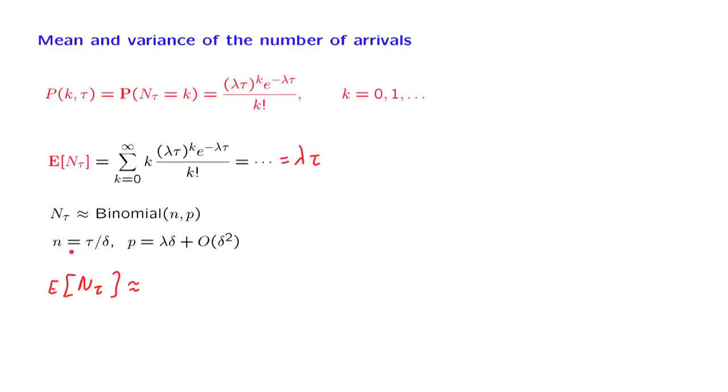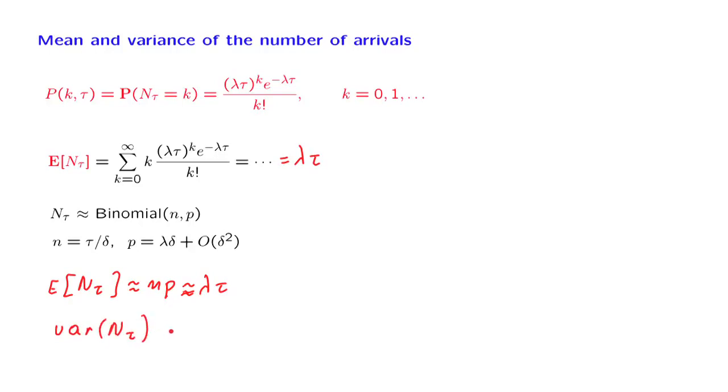And the expected value of a binomial random variable is n times p, and n times p evaluates approximately to lambda times tau. This second equality here is approximate because we're neglecting this order of delta squared term. Now these approximations are increasingly exact as we let delta go to 0, and when we take the limit as delta goes to 0, we see that the expected value of the number of arrivals in the Poisson process will be equal to lambda tau. For the variance, we can follow a similar argument.